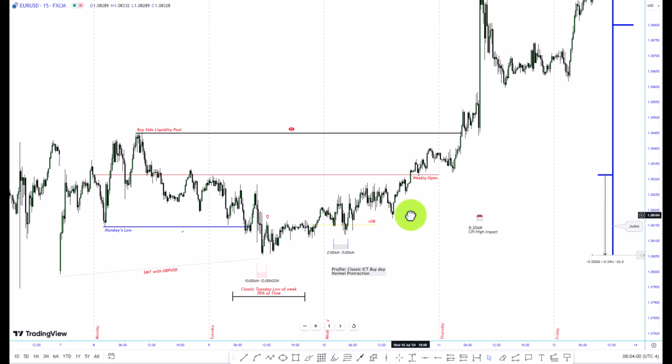The order of the day, week, month, year, power of 3: accumulation, manipulation, distribution.